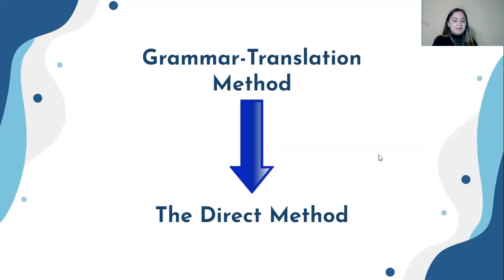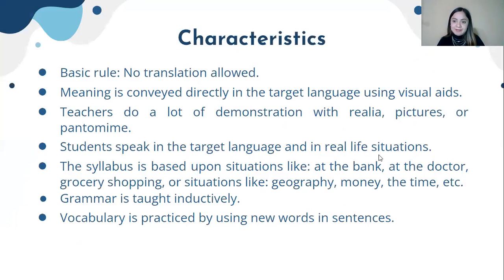So these are some characteristics of the direct method. The basic rule is no translation is allowed. So this is one of the main characteristics of this method. Not like the grammar translation method. In this method, you are not allowed to translate. Students are not allowed to translate, and we as teachers should not teach students to translate.